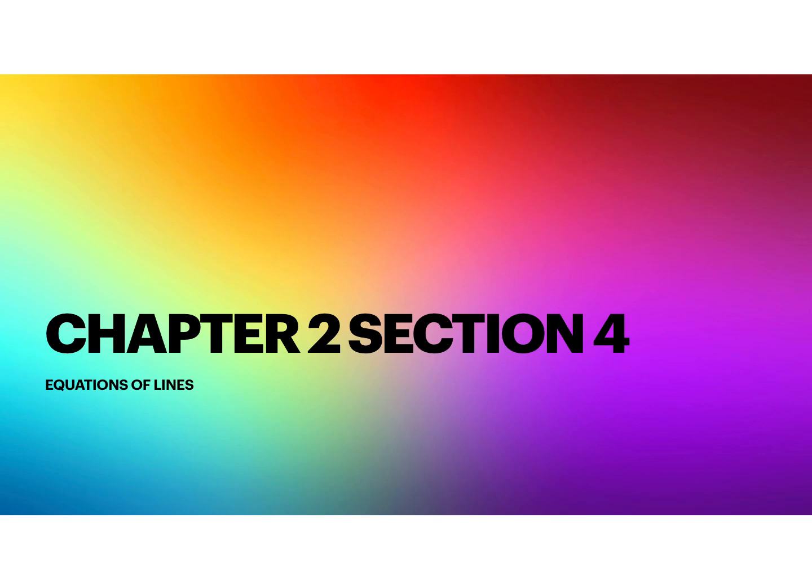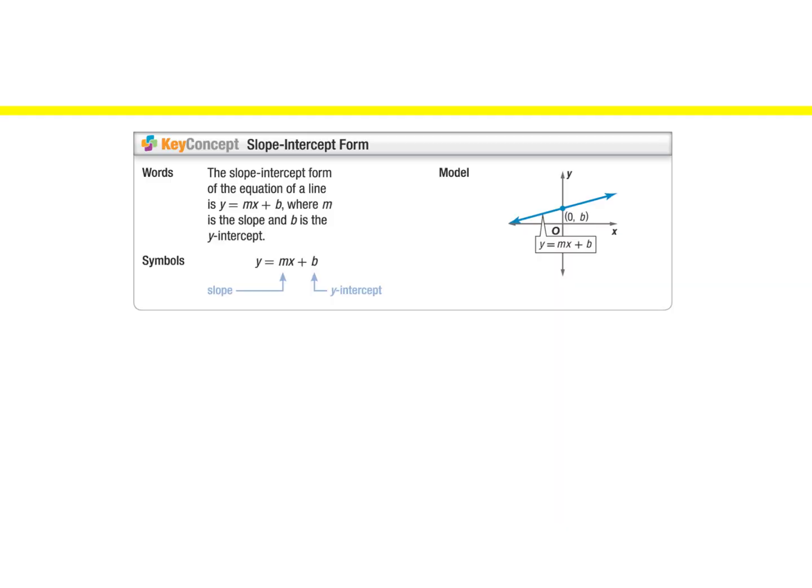Today we're going to go over Chapter 2, Section 4, which is equations of lines. This is stuff that you've seen from last year, so it's a little bit of a review. The slope-intercept form of the equation of a line is y equals mx plus b, where m is the slope and b is the y-intercept. I'm just going to run through it.